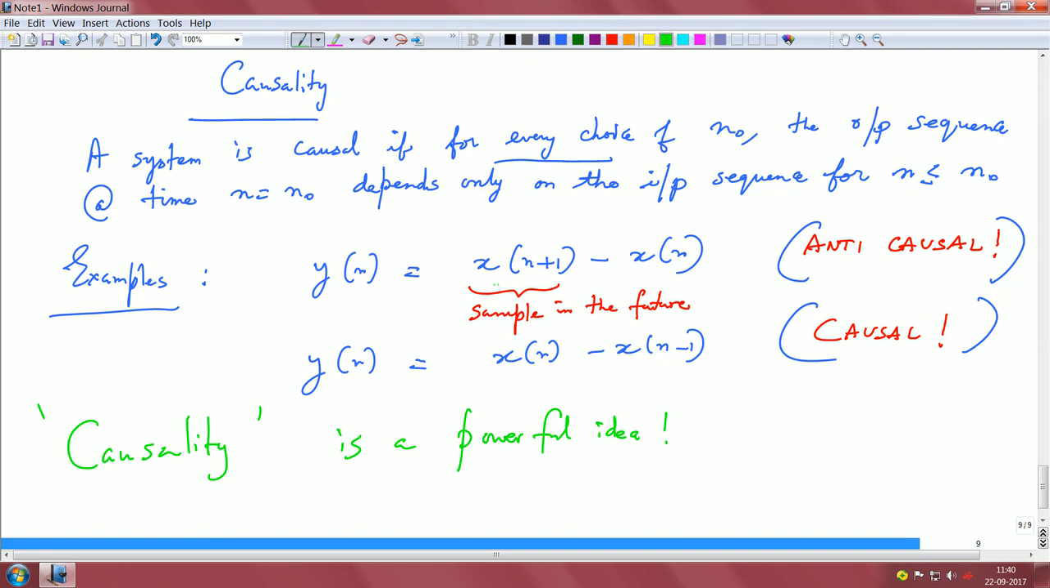And sometimes you may encounter anti-causal systems, and you could make them causal by delaying things. For example, if I put a unit delay on the system that I described here, x of n plus 1 minus x of n, then with a unit delay x of n plus 1 would give me x of n, and x of n would give me x of n minus 1. So I can convert an anti-causal sequence to a causal sequence by introducing delays, and you will see how this could be useful particularly when you are building systems.